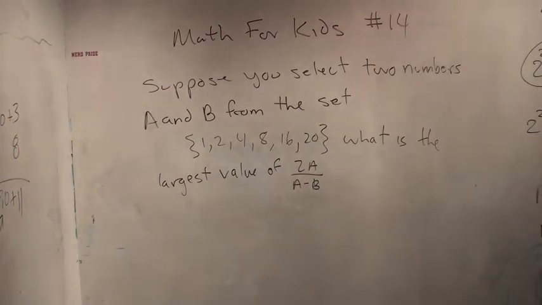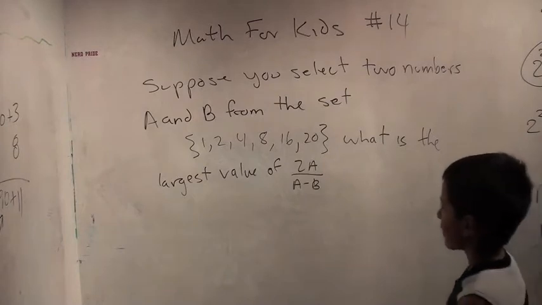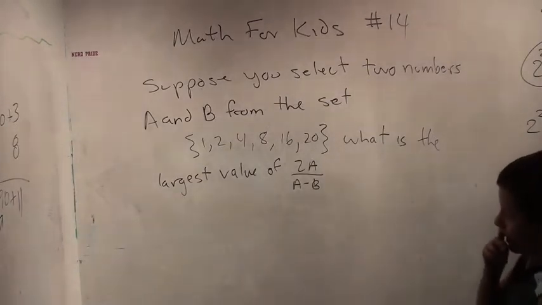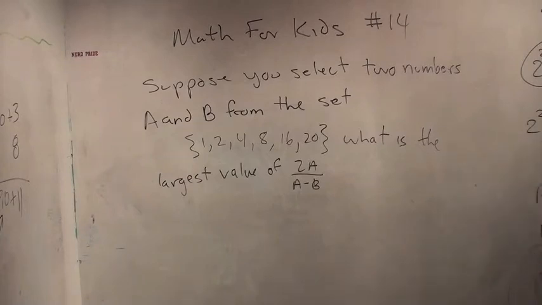What is the largest value of 2A divided by A minus B? Okay, do you understand the problem? Okay. What are you trying to do here? We're trying to get the largest value of 2A over A minus B.